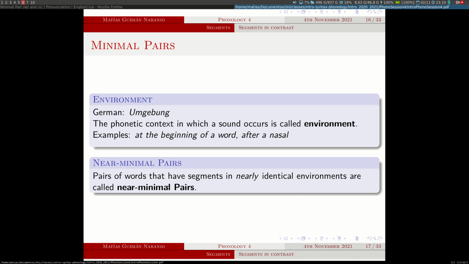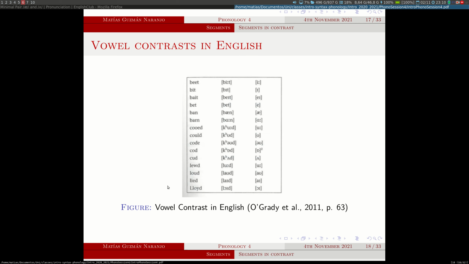We have something important, which is the environment, and the environment is basically the context in which a sound occurs. The context can be many different things. It can be, for example, whether the sound occurs at the beginning of the word, at the end of a word, after a nasal, before a plosive, etc. There's also another relatively important concept, which is near minimal pairs. Near minimal pairs are basically minimal pairs which are almost identical, but there is some difference in the environment. And near minimal pairs are often not enough to determine phonemes.